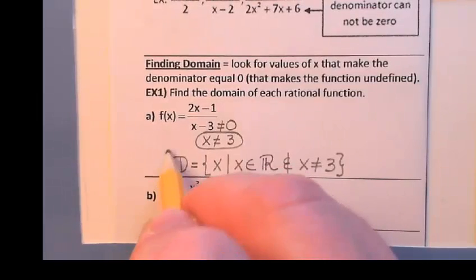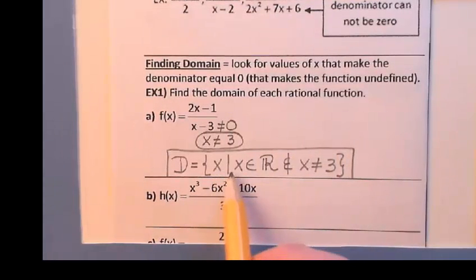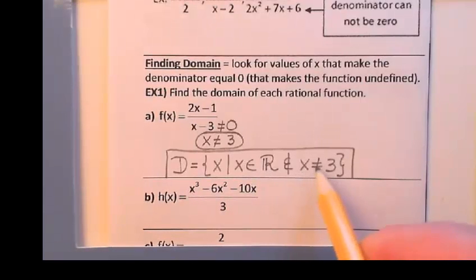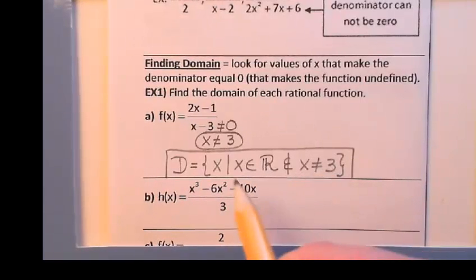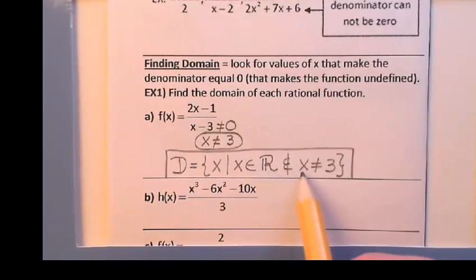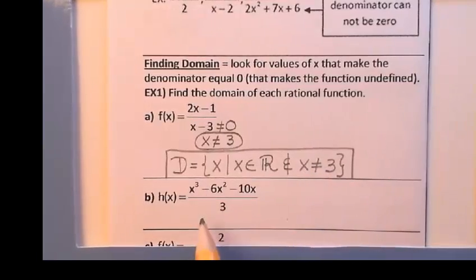So this is our domain. It means x such that x belongs to all real numbers and x different than 3. In other words, x can be any value in the real numbers, with the exception of the number 3.